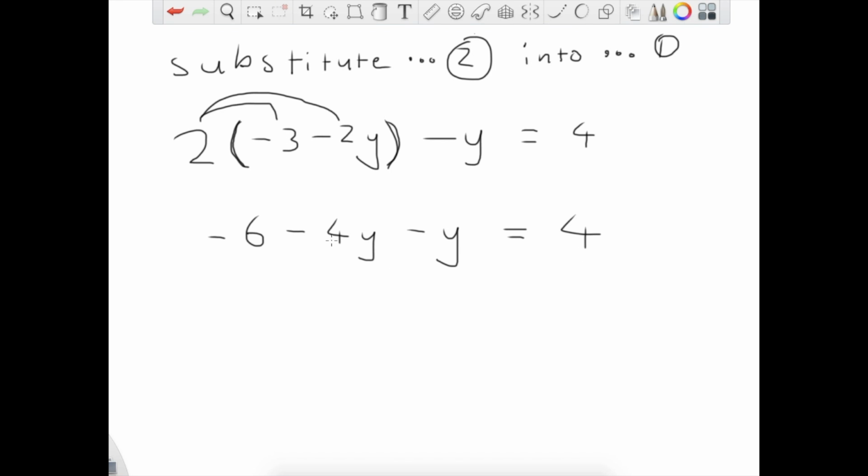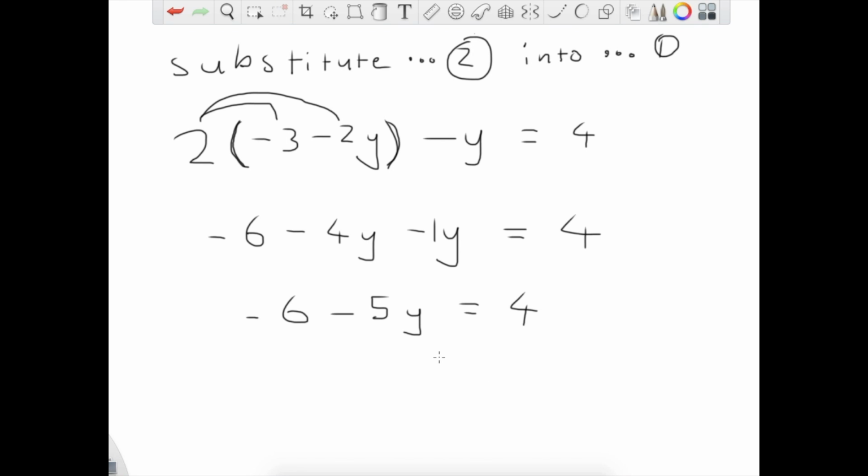Now, we might group like terms. This y and this y are both like terms, so negative 4y's minus 1y's. So that gives us negative 4 minus 1 is negative 5y's. Still got a negative 6 here. That's still equal to 4.